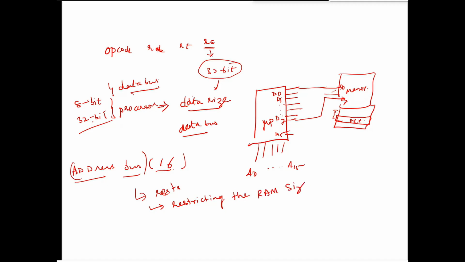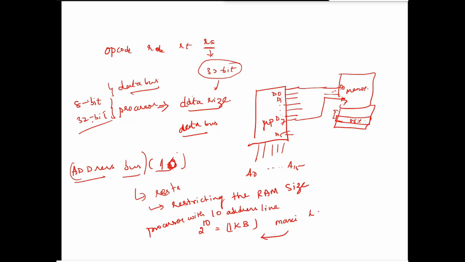Let us assume I have 10 address lines. Since you have 10 address lines, what is the maximum possible address space we have? 2 to the power 10. What is 2 to the power 10? 1 KB. So for a processor with 10 address lines, what is the maximum RAM size we can put? It is 1K.